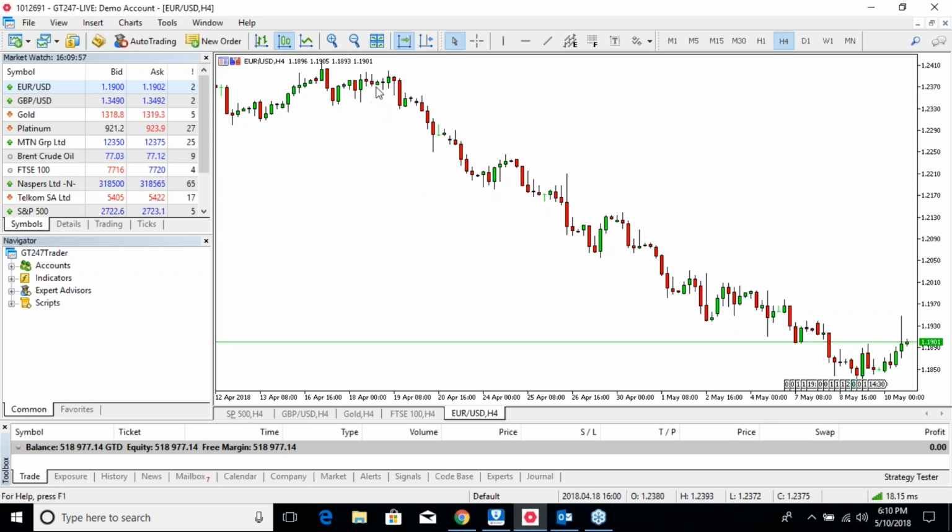Okay, here's a nice one. On a 4-hour chart, we have Euro USD. First of all, we're going to take the trend line. Quick look there. Euro USD has just broken out of that trend line.